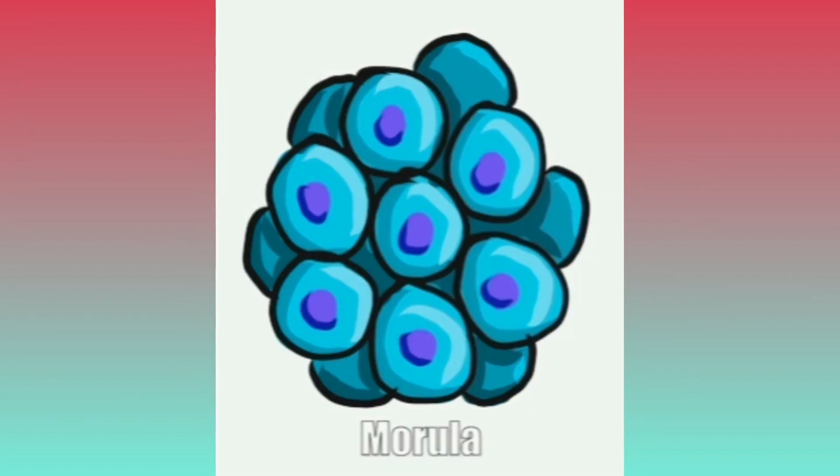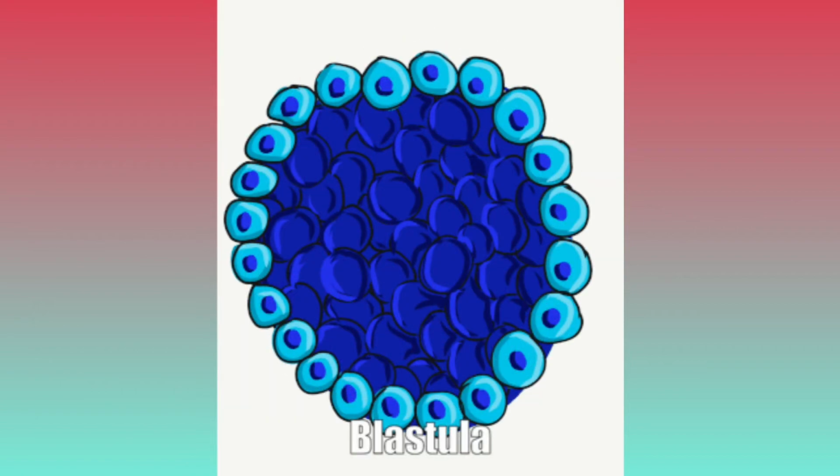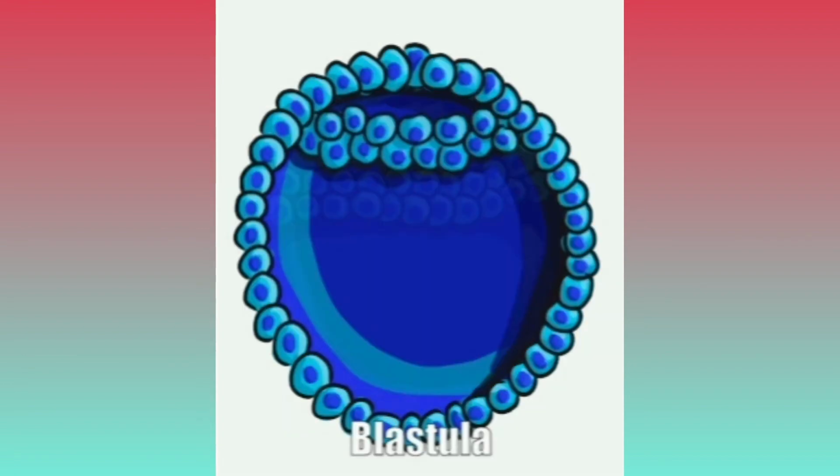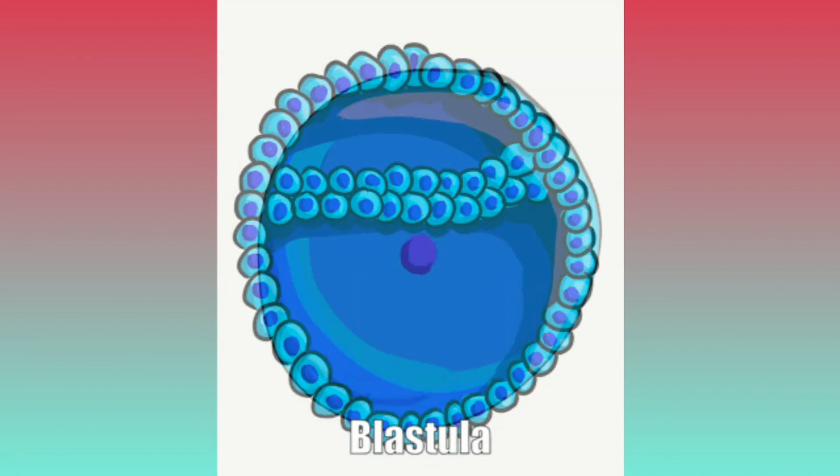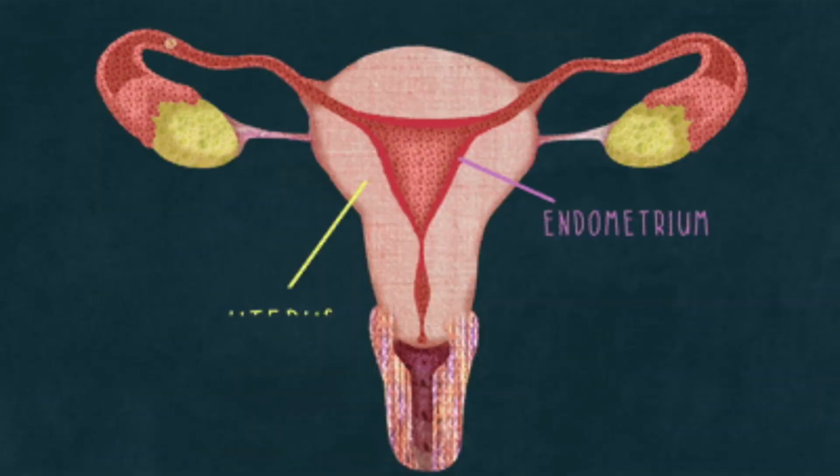Mitosis occurs and a solid ball of cells, also known as the morula, is formed. The morula develops into a hollow, fluid-filled ball of cells called a blastocyst. Once the ovum is fertilized, it takes about 5 days for the formation of a blastocyst to occur. The blastocyst moves from the fallopian tube into the uterus, where it embeds itself into the endometrium.